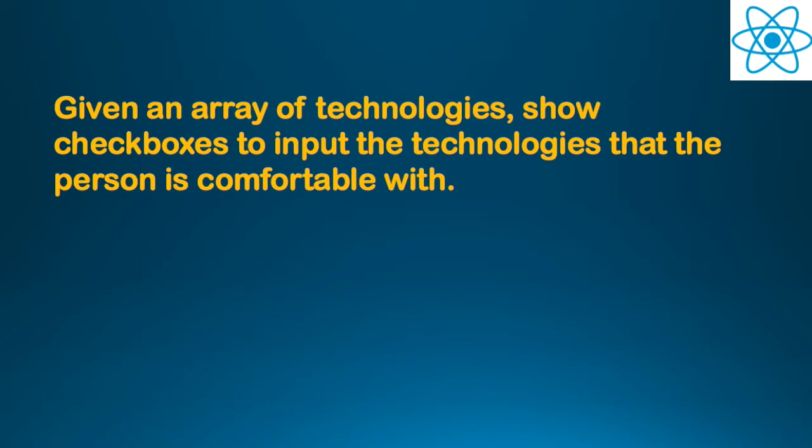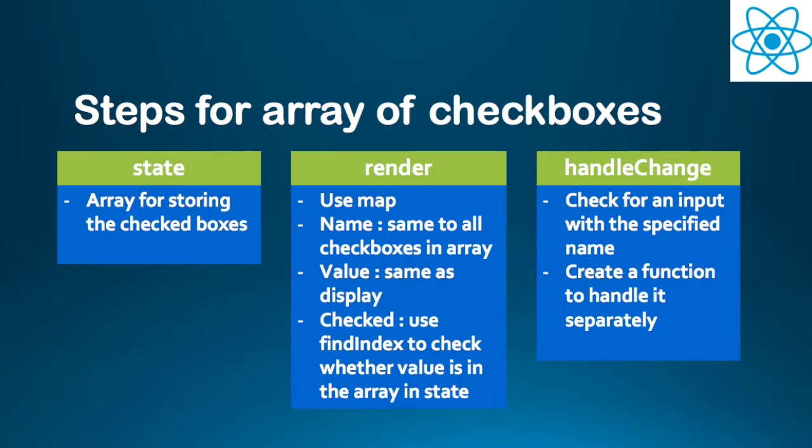Next, given an array of technologies, show checkboxes to input the technologies that the person is comfortable with. So the earlier one was designations, where we use radio buttons because there would be a single designation to a person. Here the user can choose multiple technologies, so we will use checkboxes. So what's the process for using an array of checkboxes? So the first thing, in the state, we will use an array for that field.